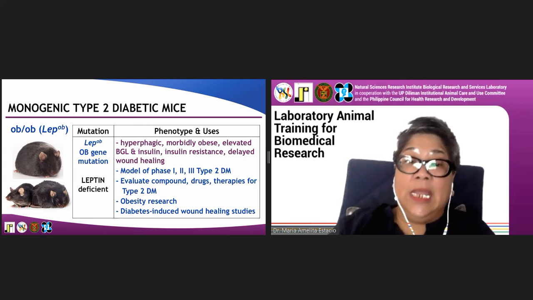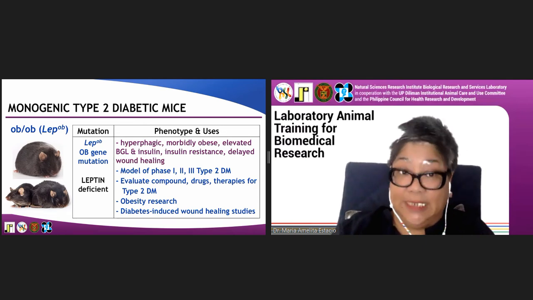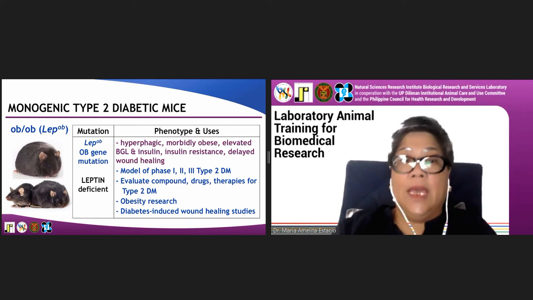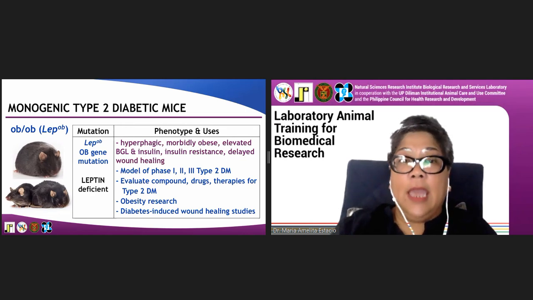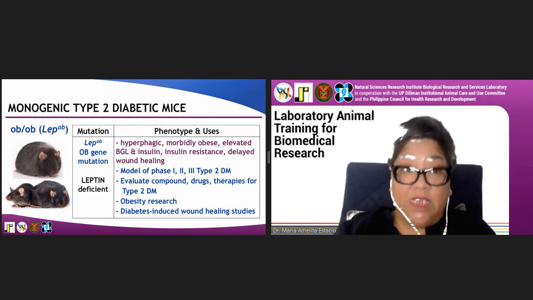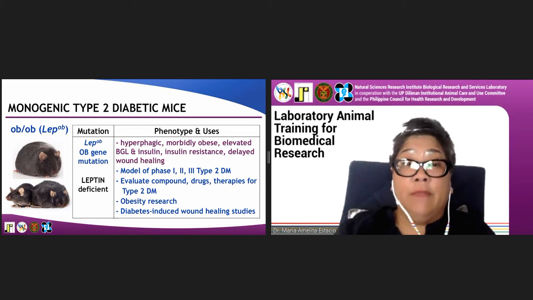So leptin is a hormone that is produced by this tissue when the animals are obese, and even in humans. They control the obesity by reducing the feed intake of the animal and increasing metabolism. In this particular strain, there is a defect in the leptin or the OB gene. That's why it's called OB-OB, as you can see in the photo.